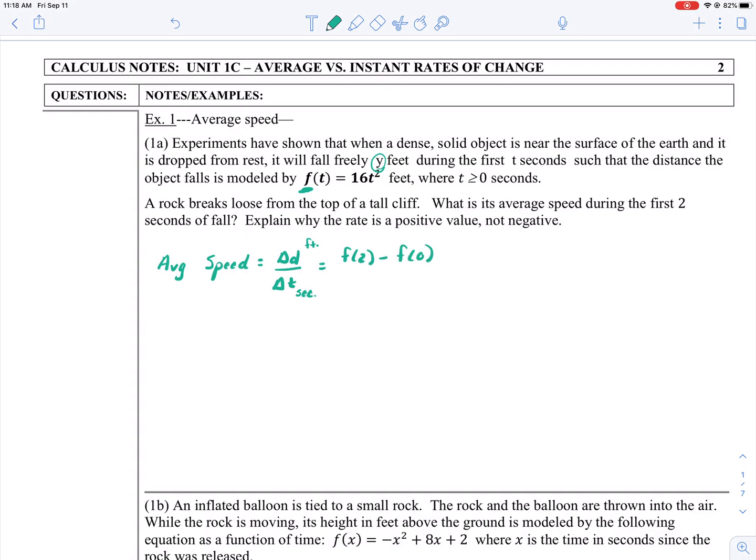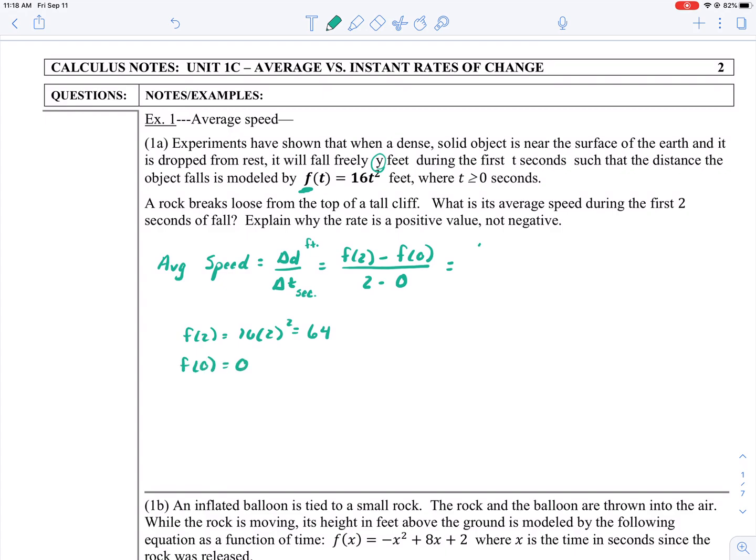So the change in the distance the object fell is f of 2 minus f of 0 over 2 minus 0. That is the slope formula. This is what I would refer to as f of b minus f of a over b minus a. That is slope at its finest. So I need f of 2. If I don't have a calculator, it should be pretty easy to get. Notice how I label things accurately. So that's 16 times 4, in feet, and then f of 0 is obviously 0.